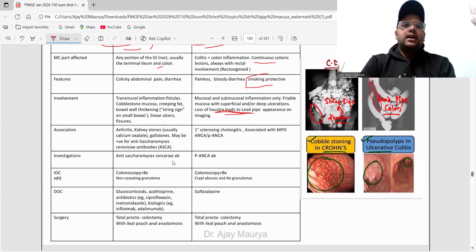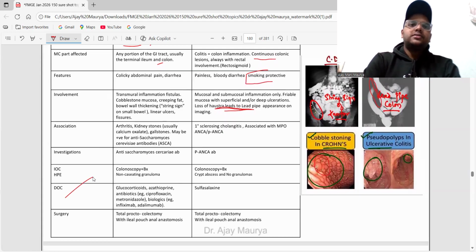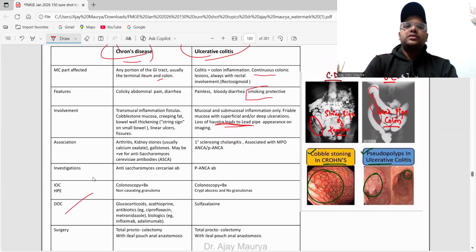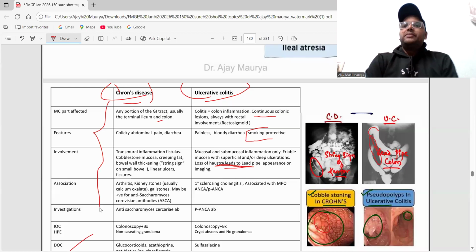Investigations, see here, and that's it. Treatment you have to remember: drugs of choice are corticoids, and azathioprine is important here. But you have to know which part is going to be affected, as they are going to ask that. The symptoms are very important, and these images.